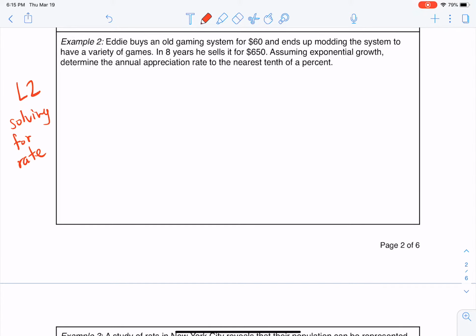Okay, so Eddie buys an old gaming system for $60 and ends up modding the system to have a variety of games. In 8 years, he sells it for $650. Assuming exponential growth, determine the annual appreciation rate to the nearest tenth of a percent. Okay, so we're going to be using our exponential growth equation for this. There's nothing compounding. It's just a regular old exponential growth equation.